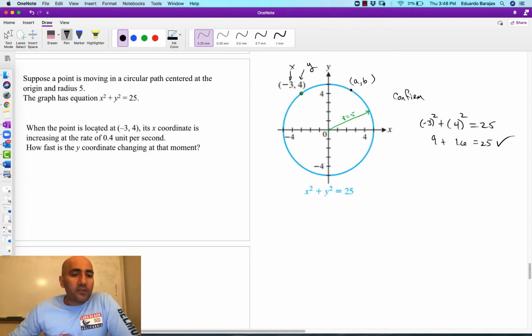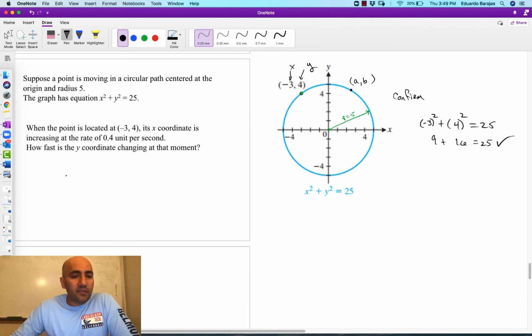Okay, when the point is located at (-3, 4), so you're in quadrant 2, you're right here, its x-coordinate is increasing at a rate of 0.4 units per second. How fast is the y-coordinate changing at that moment? Again, they've given us a change, a speed. It's increasing at a rate of 0.4 units per second, right? So we know it's over time.